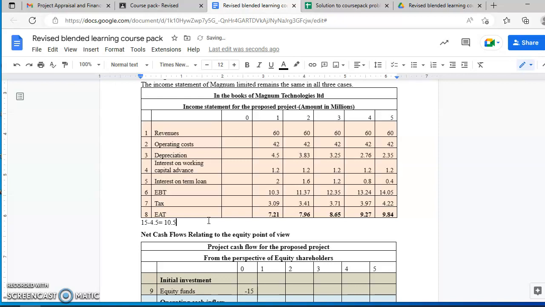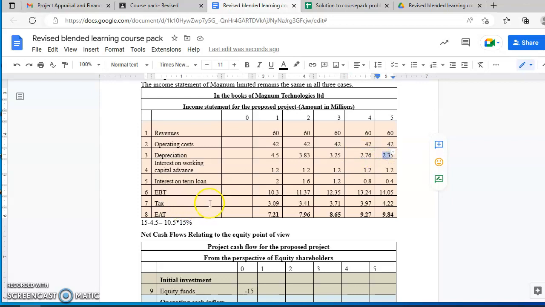Okay, it is 10.5. Again, find out what is 15% of it. Okay, so 15% of 15 is 4.5. Then 15 minus 4.5, 10.5, into, again, 15% of it. You have to find out. Okay, that way if you calculate, you'll get 3.825. Okay, 3.83, 3.25, 2.76 and 2.35 is the answer. Okay, that is the depreciation.